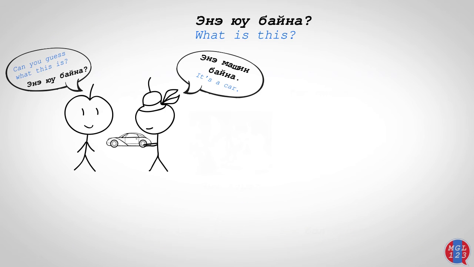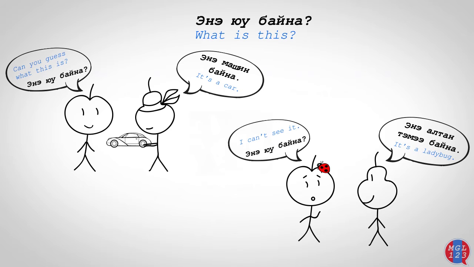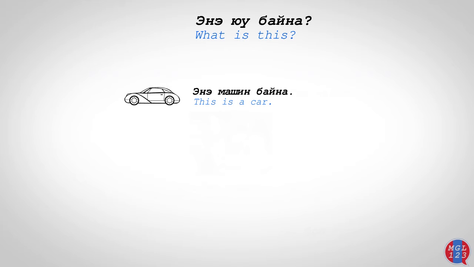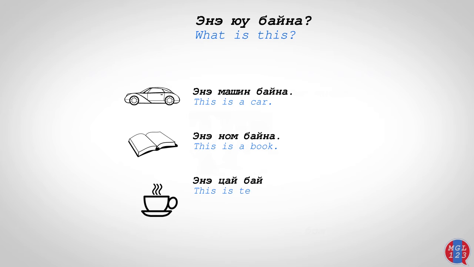Back to the questions. In yuben is asked not because the person doesn't know what the thing is, but because the person wants you to guess what the thing is, or for some reason the person cannot see the thing. For example, in machine ban, in non ban, in 차 ban, in coffee ban.